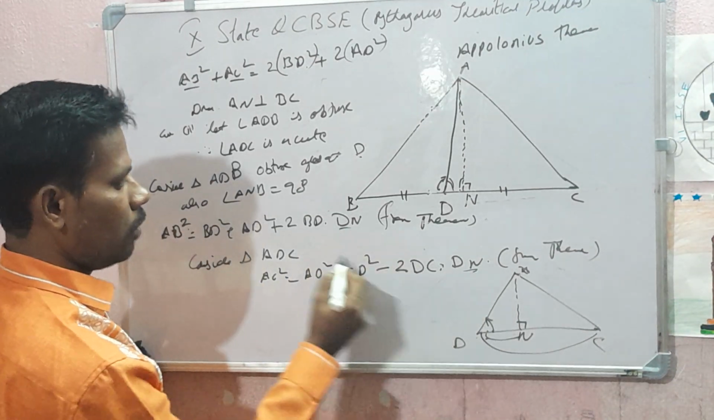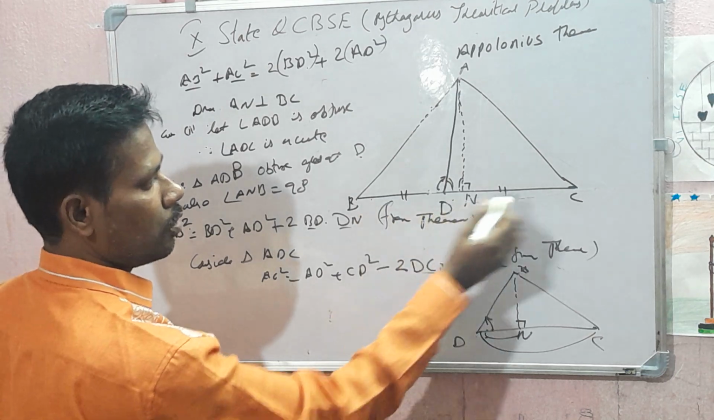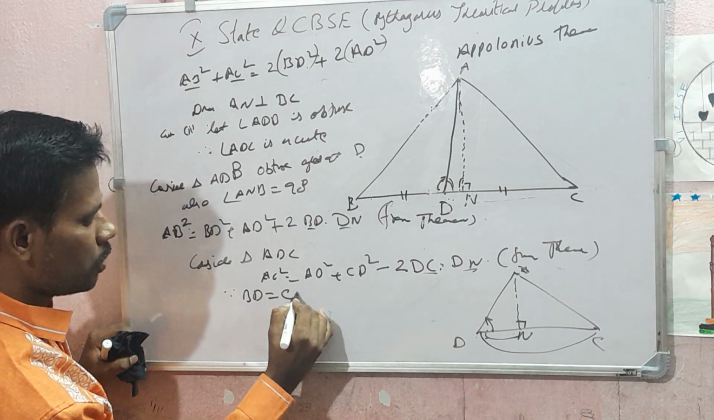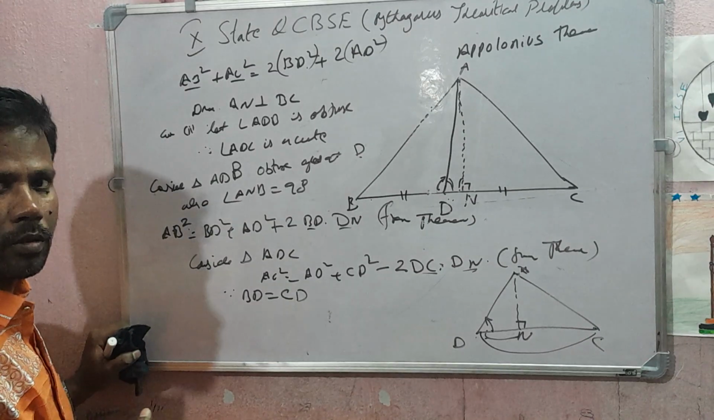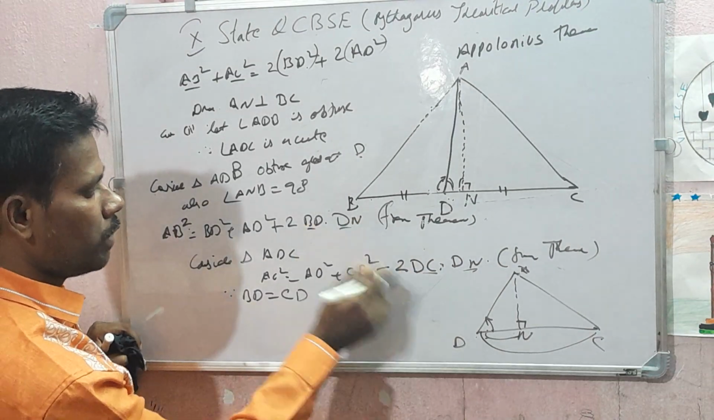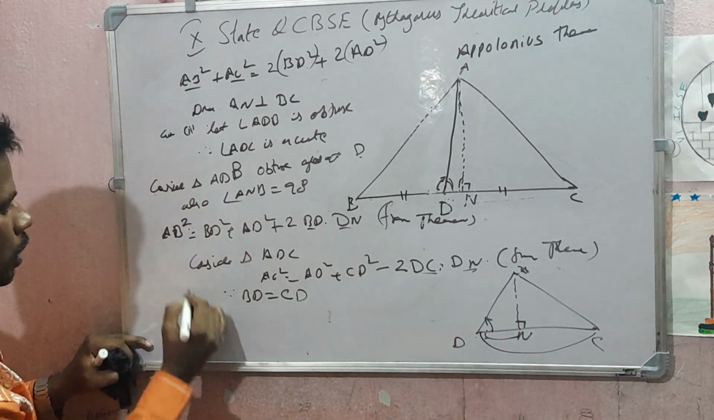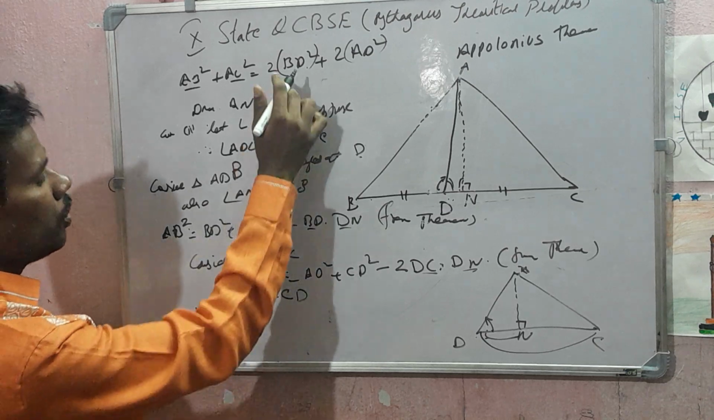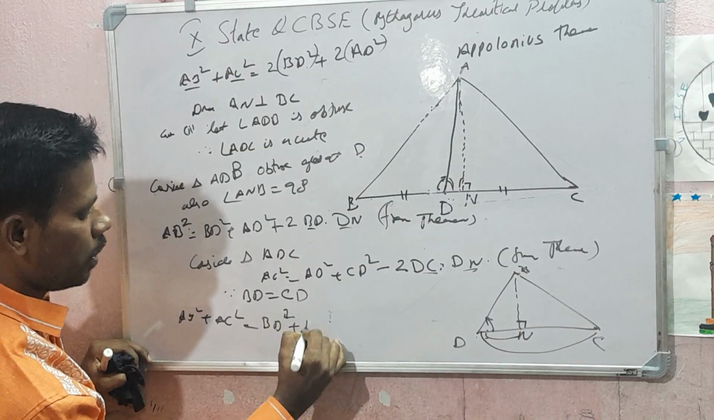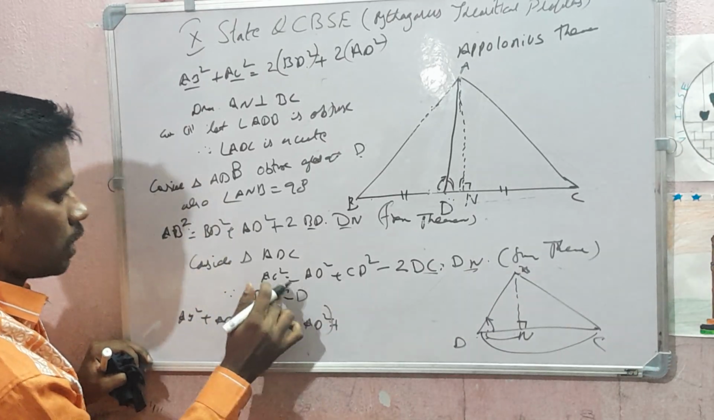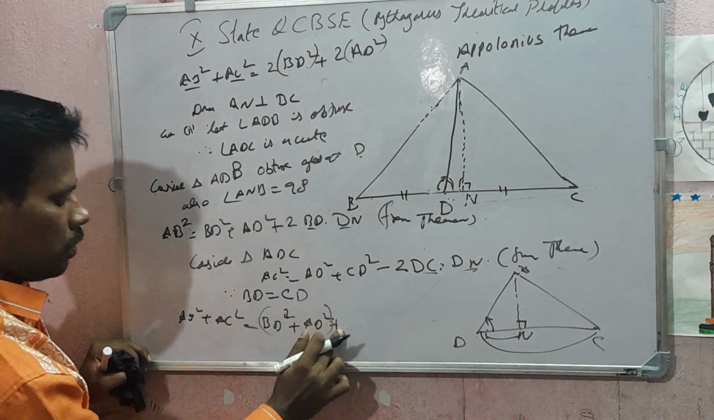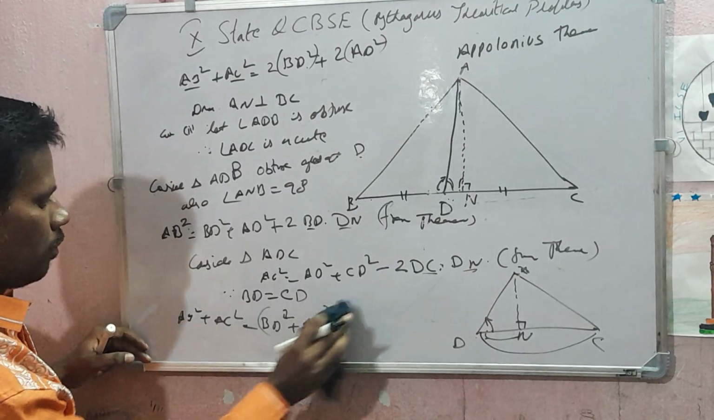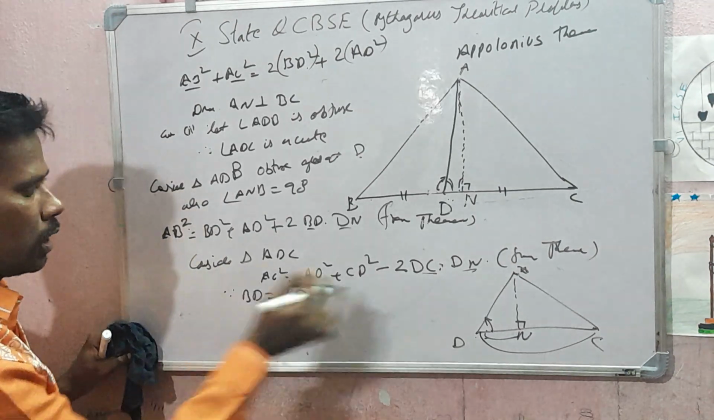Here DN is the same. What is BD equal to? Both are the same, BD is equal to DC. Since BD is equal to CD, in place of BD, I want to write CD. So on the left hand side, AB square plus AC square is equal to BD square, remaining as it is, plus AD square plus this part, twice here, 2 times BD here. I will write in a lengthy step.